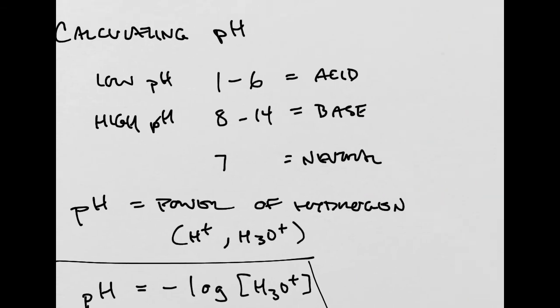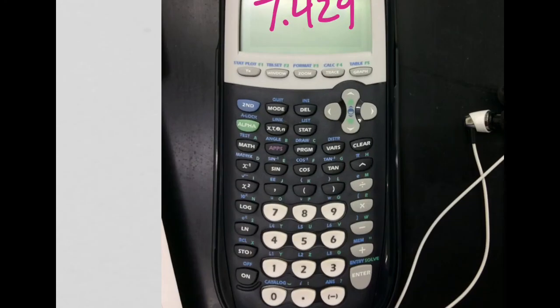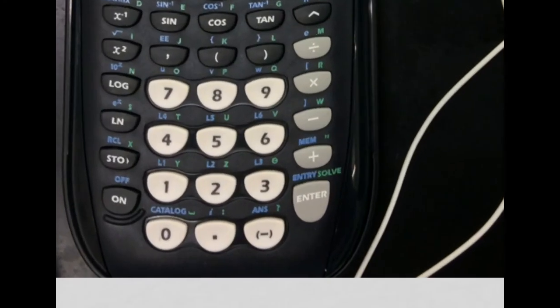Where's the calculator? Hey, here we go. All right. So if you look at your calculator, do you see above the log button, you see a 10 raised to the x? So you're going to have to hit your second button, which will give you 10 raised to the x. And then you're going to hit the minus sign here, and then 6.7, and hit enter.